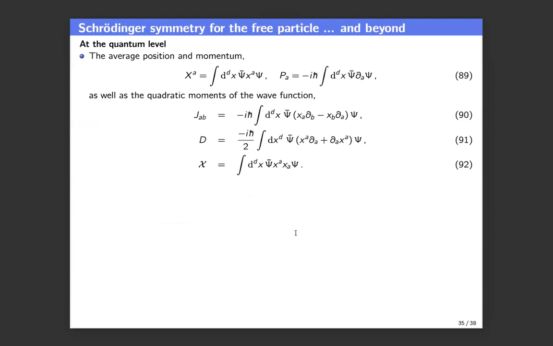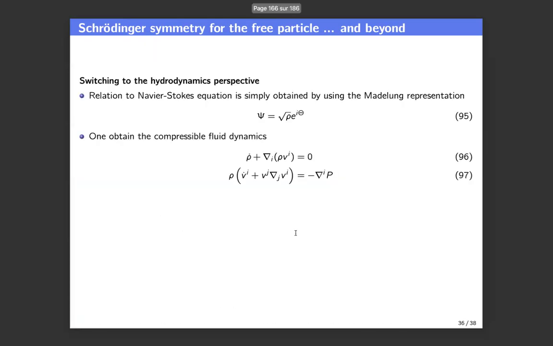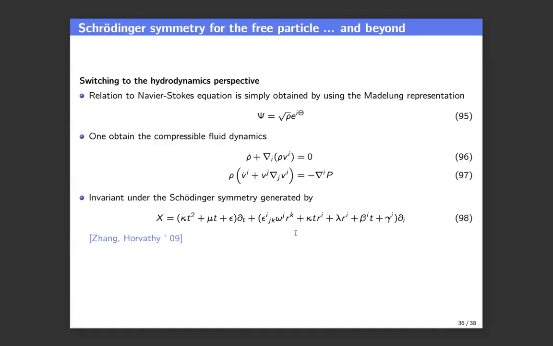Okay, you can introduce all these observables, which are basically average observables, and all of these represent the Schrodinger algebra. Just quickly, if you take the quantum mechanical system and use what we call the Madelung representation, which is given by this, you will end up with the compressible fluid dynamics, which is given by this equation. And this equation is invariant under this vector field. And that's the realization of the Schrodinger symmetry at the level of the compressible Navier-Stokes equation.